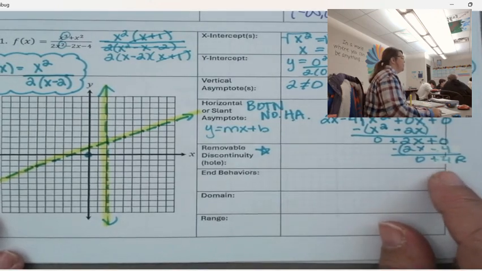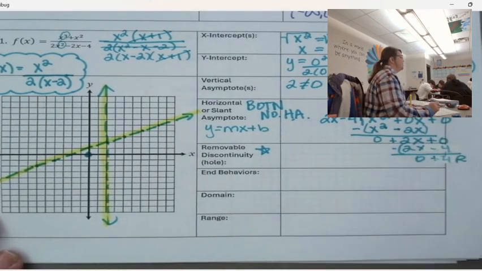You don't ever have to worry about the remainder. As long as you get the mx plus b part up here, you're good to go.